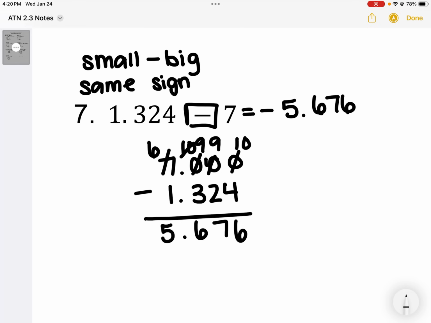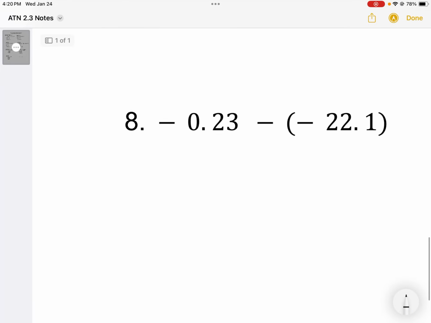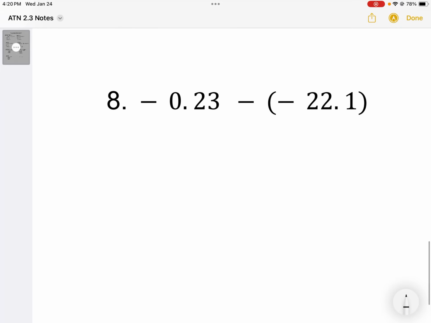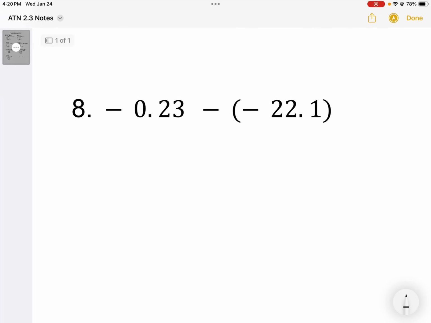Number 8. This is a subtraction problem. I need to realize if these are same sign or different signs. These are both negatives. Because they are same sign, that means I'm going to do what the sign tells me to do in the middle. So I am going to subtract these two numbers.